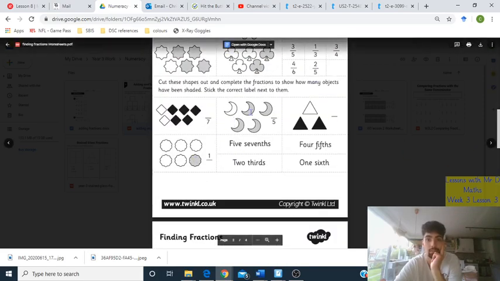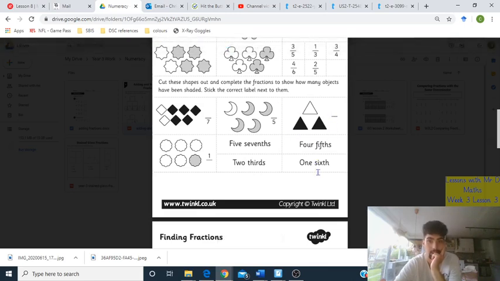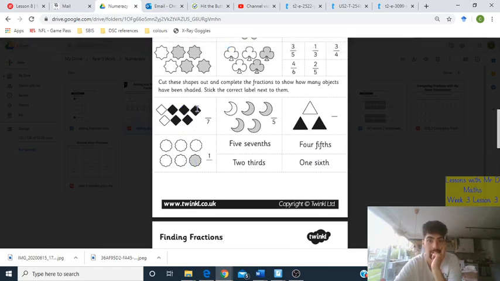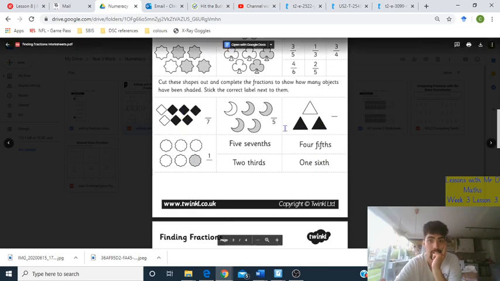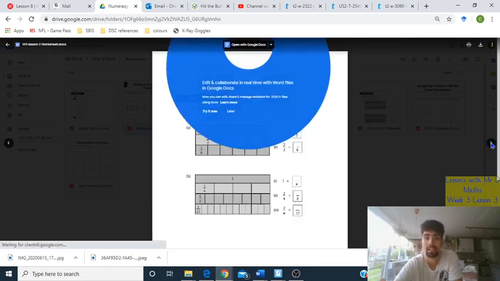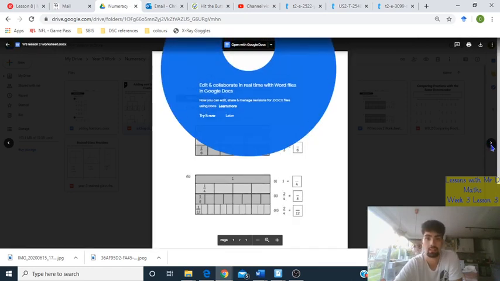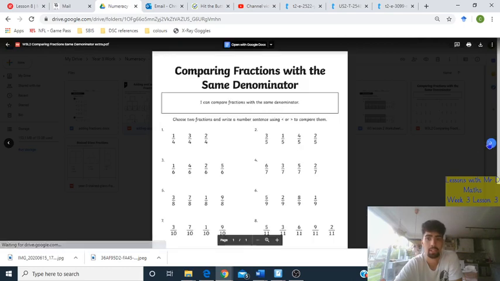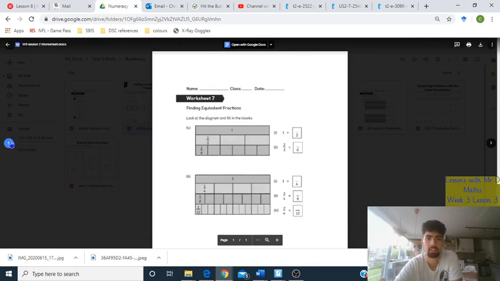Again, this is working to tell me what fractions are being shaded in. So that would be 1/6. This would be 1, 2, 3, 4, 5, 7. 2/3. And there's some of the worksheets that I'll put on as well. What worksheet is that? Worksheet 7.